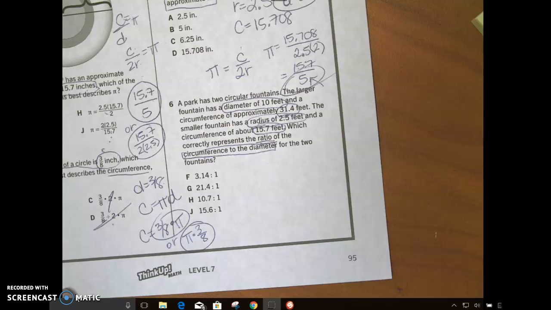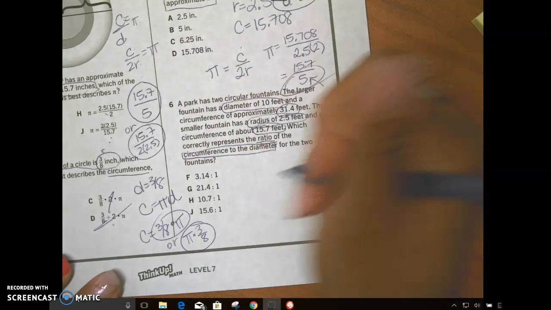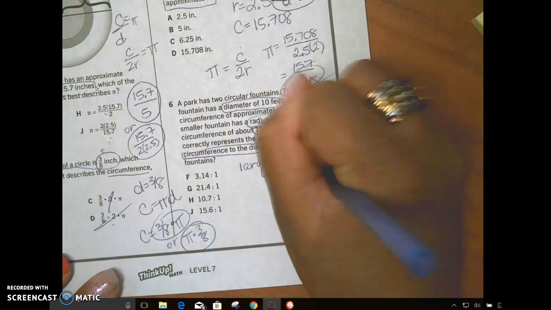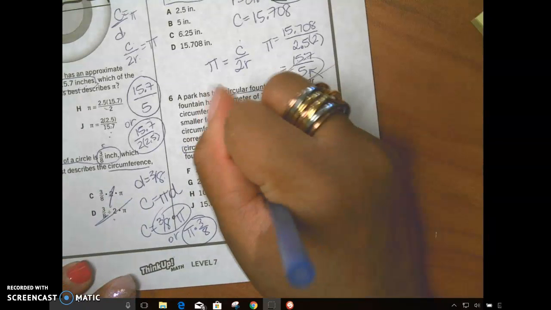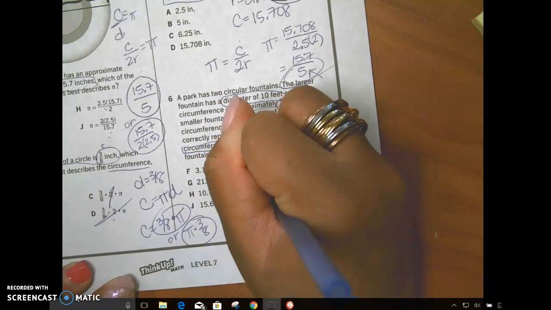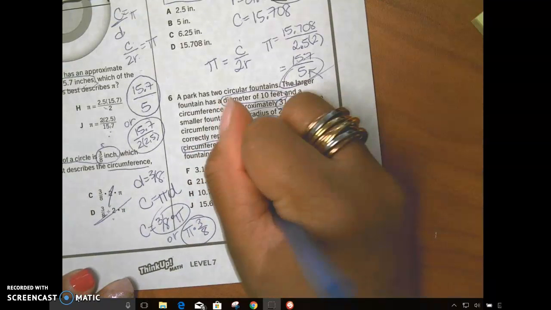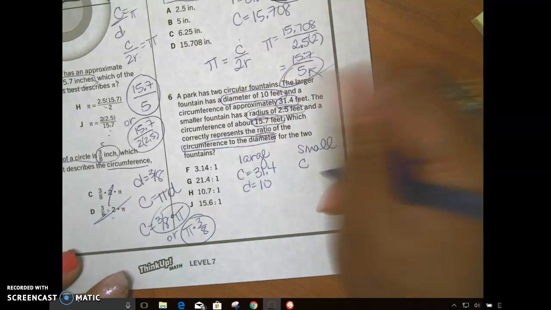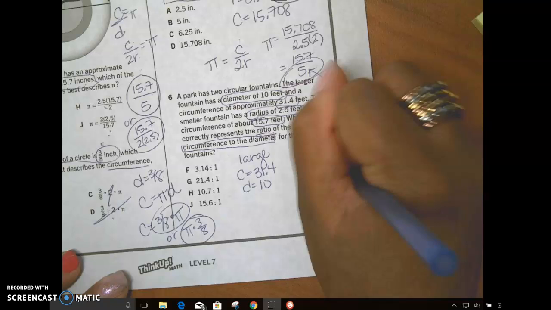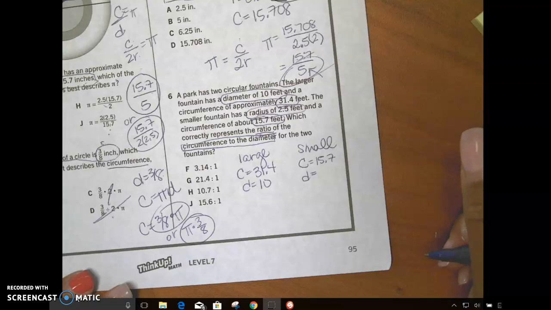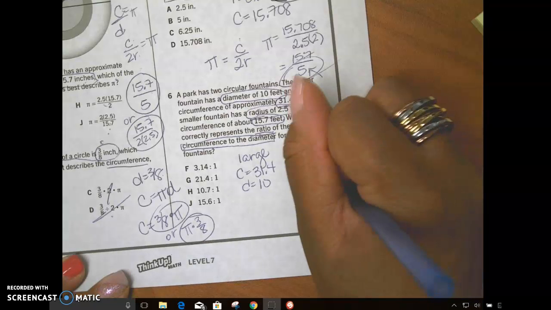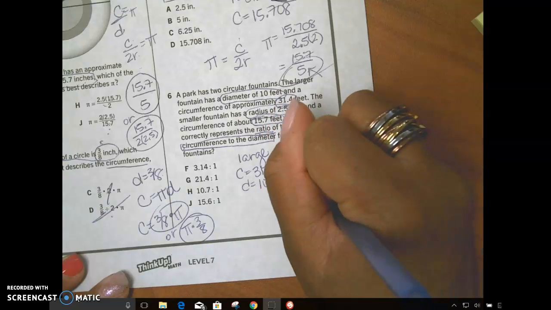Okay. What's the circumference for one fountain? 31.4. Okay, so is that the large one or the small one? Large and small. C is what? 31.4. D is what? 10. For the small one, the circumference is what? And the diameter is what? Trick question. There's no 5. Good. It is a trick question because they didn't give it to me. I got to figure it out.